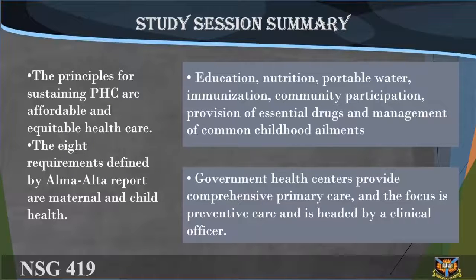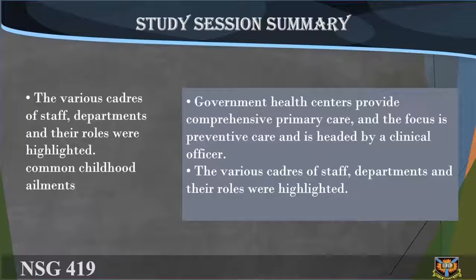The principles for sustaining PHC are affordable and equitable health care. The eight requirements defined by the Alma-Ata report are maternal and child health, education, nutrition, potable water, immunization, community participation, provision of essential drugs, and management of common childhood ailments. Government health centers provide comprehensive child care, and the focus is preventive care and is headed by a clinical officer. The various cadres of staff, departments, and their roles were highlighted.